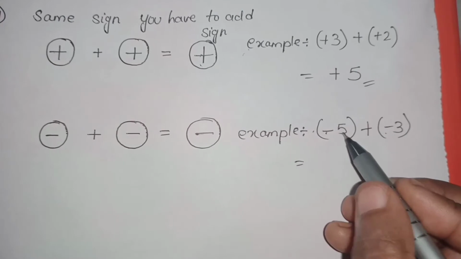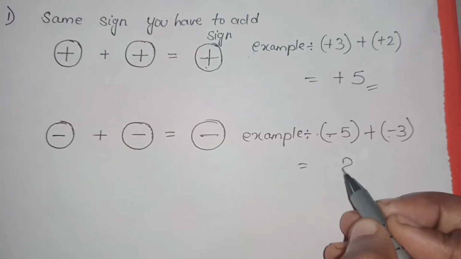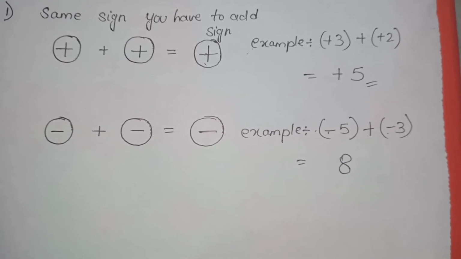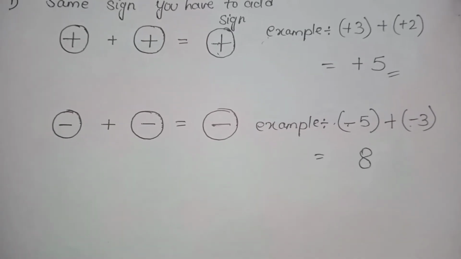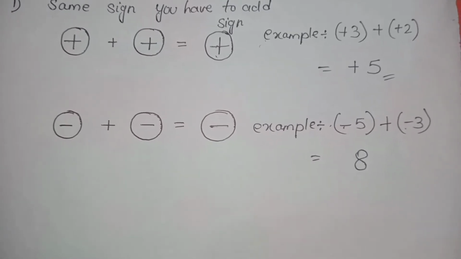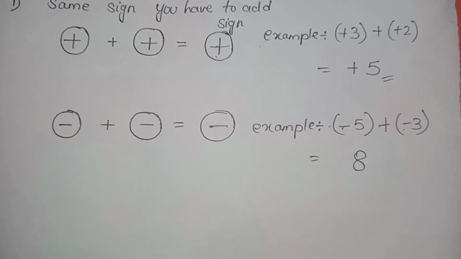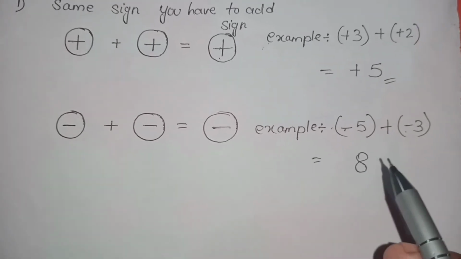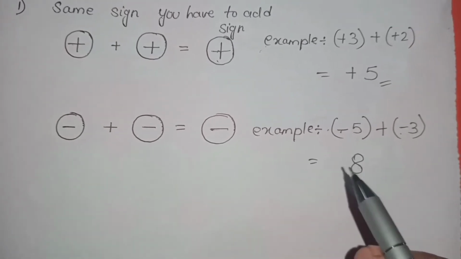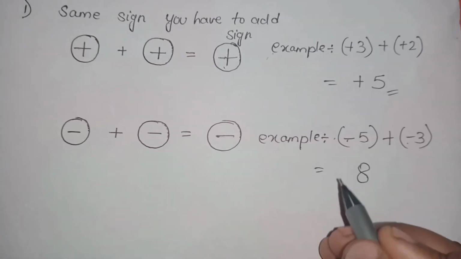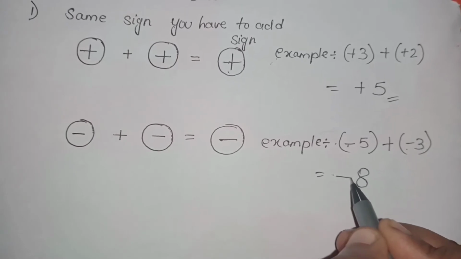Okay, so 5 plus 3 is how much? Is 8. Okay, 5 plus 3 is 8. But which sign we will put? Okay, in integers addition, subtraction, sign is very much necessary. It is very much important. If your sign is incorrect, that means your answer is incorrect. If I leave this just 8, that means my answer is wrong. So I have to put the sign. Okay, so which sign will put? We'll put minus sign. Okay, minus sign.